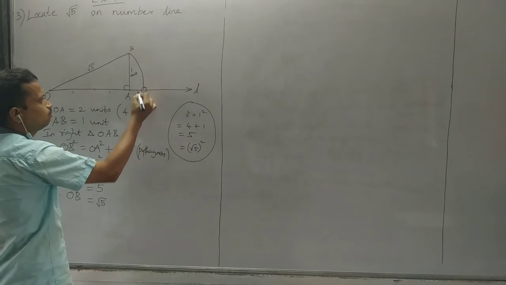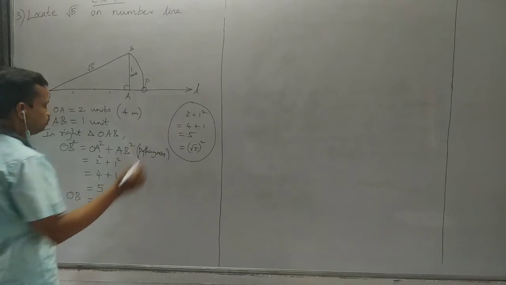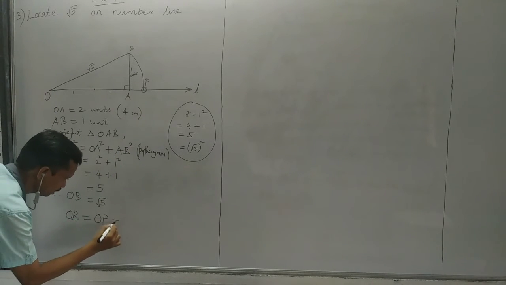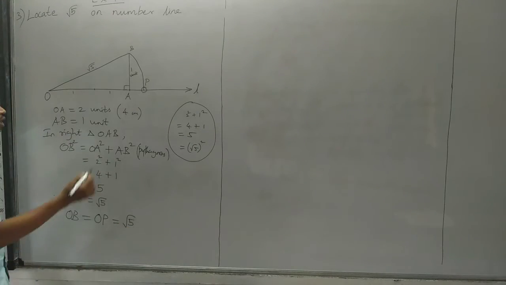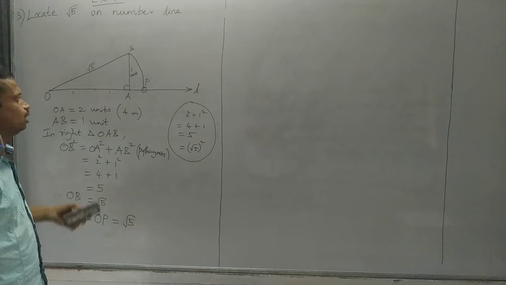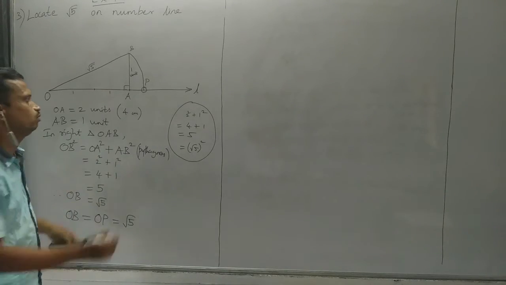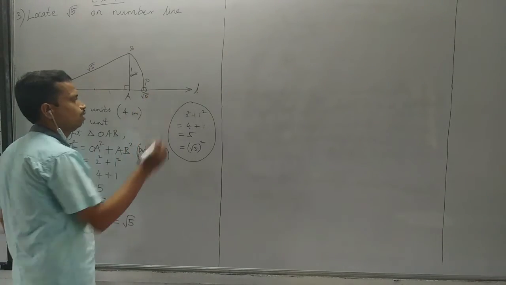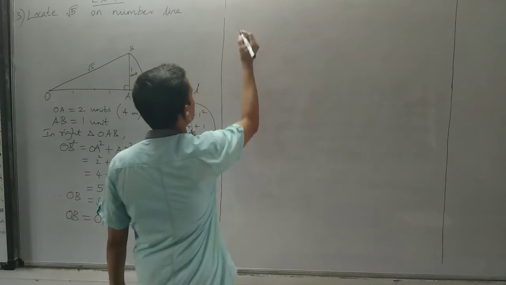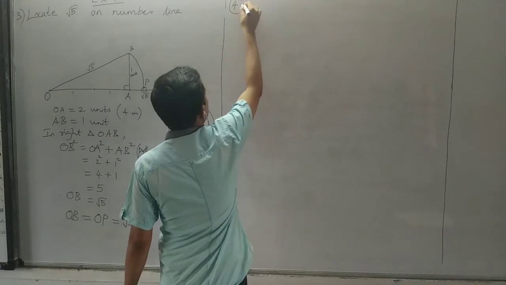So like that it will come, and this point you take as P. Now OB equals OP equals root 5. So now the point P is on the number line. So we located root 5 on the number line. Okay. Now the last question, the fourth question, you see what is given?